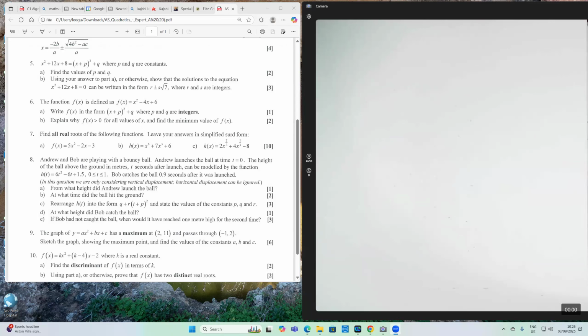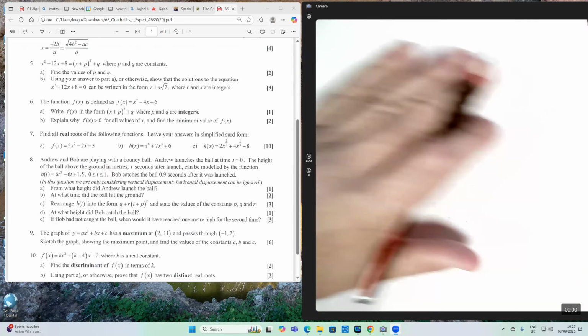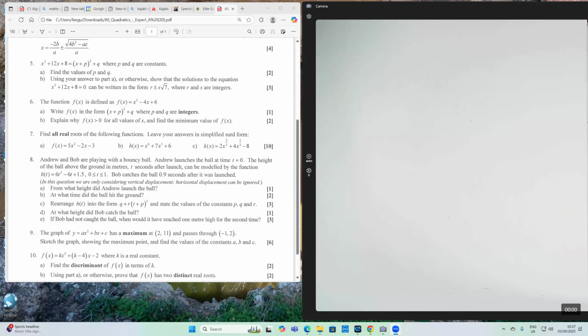Andrew and Bob are playing with a bouncy ball. Andrew launches the ball at time t equals 0. The height of the ball above the ground in meters, t seconds after the launch, can be modeled by the function as given there. Bob catches the ball 0.9 seconds after it was launched. In this question, we're only considering the vertical displacement. Horizontal displacement can be ignored. In other words, we're just imagining the whole thing's taking place in one flat plane. From what height did Andrew launch the ball?